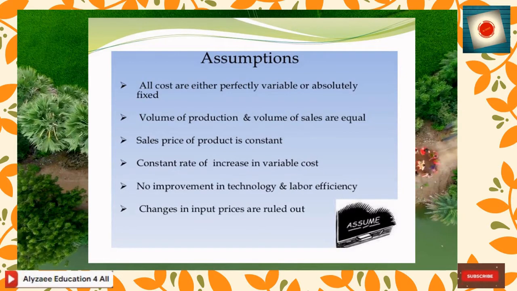All costs are either perfectly variable or absolutely fixed. Volume of production and volume of sales are equal. Sale price of product is constant, and the rate of increase is variable cost. No improvement in technology and labor efficiency. And one more thing, that changes in input prices are ruled out.